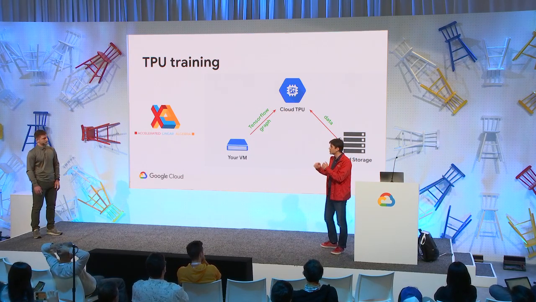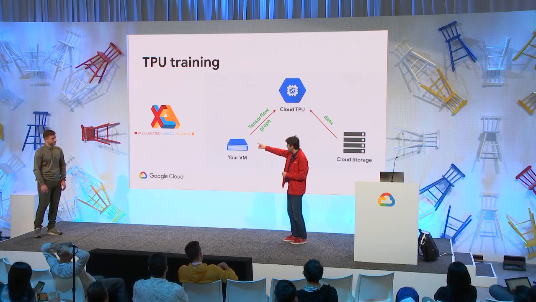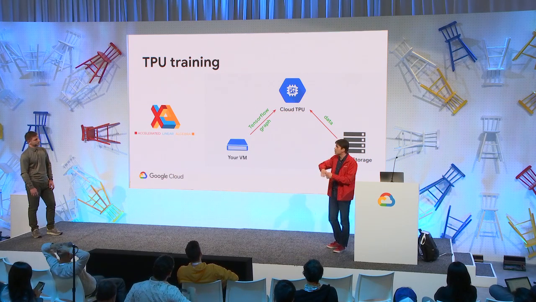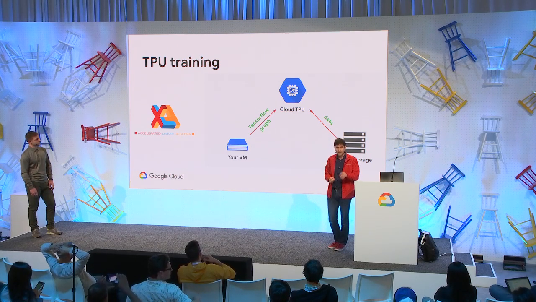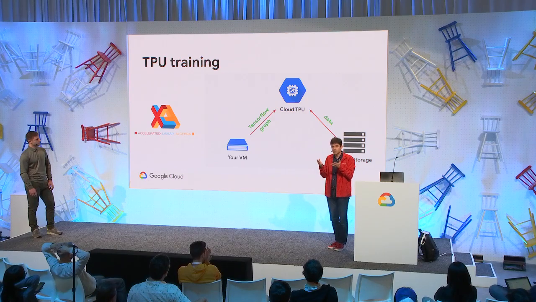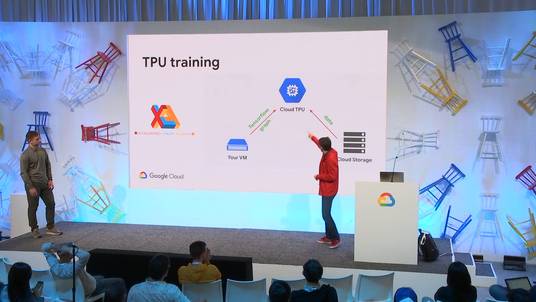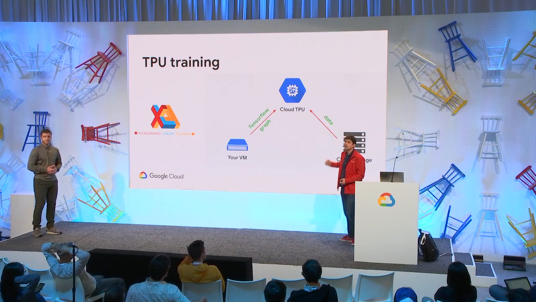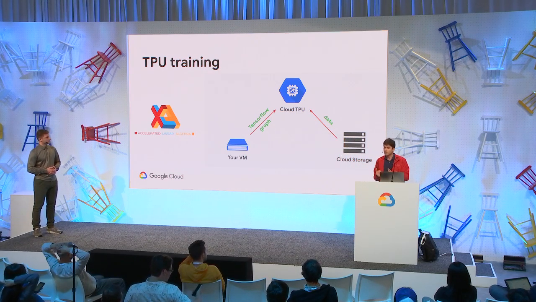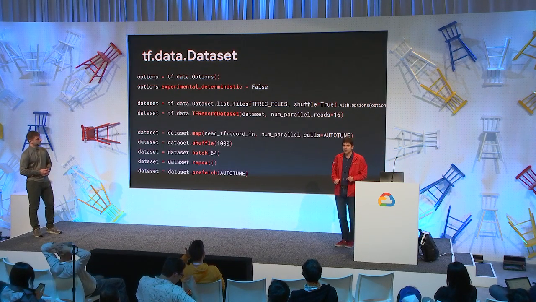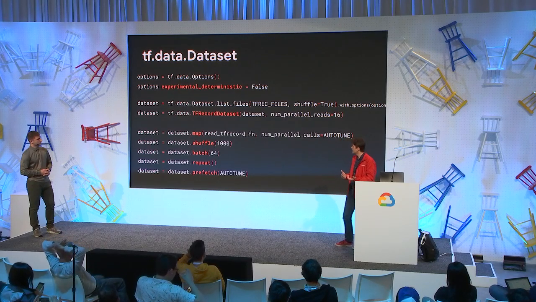The TPUs, they don't execute Python code. They get the computation graph. They use the accelerated linear algebra compiler, XLA, to transform that computation graph into TPU bytecode. And if you are using the dataset API, then your data input pipeline is also a piece of TensorFlow graph, which will be shipped to the TPU. And during training, the TPU will be pulling data directly from GCS. So that's quite efficient.